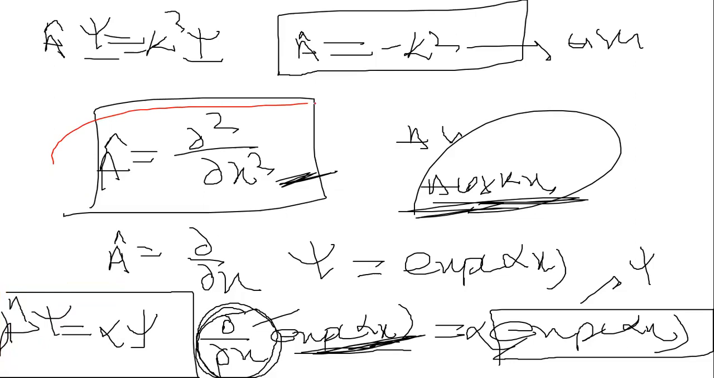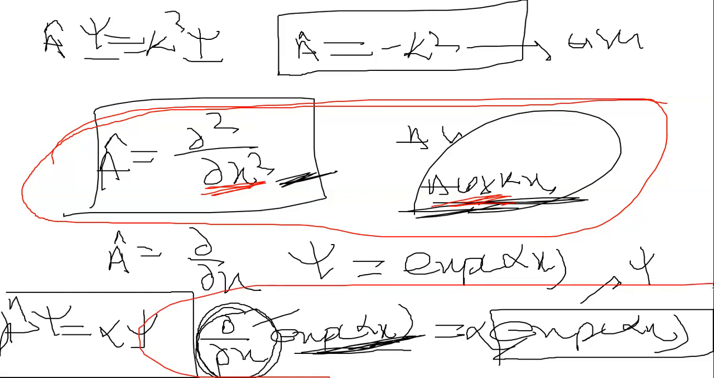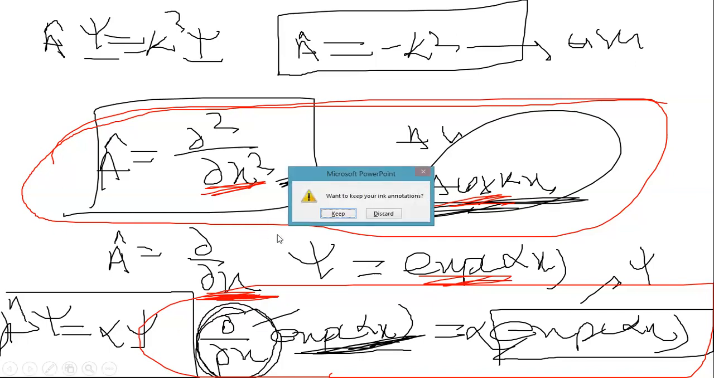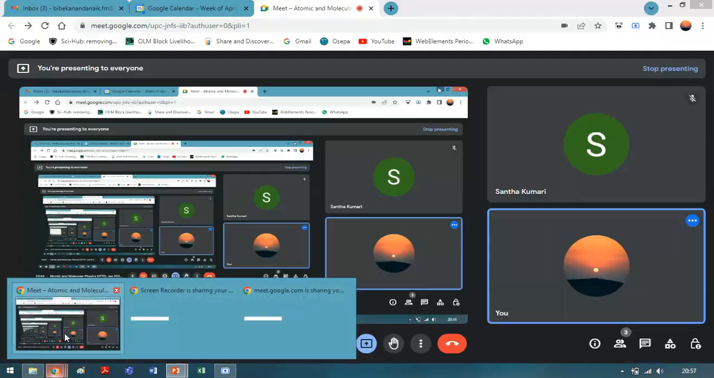Now we are clear about it. So this is one example where cos kx is the eigenstate for del square by del x square, and this is another example where the state exponential alpha x is an eigenstate for the operator del by del x. Is it clear to you?